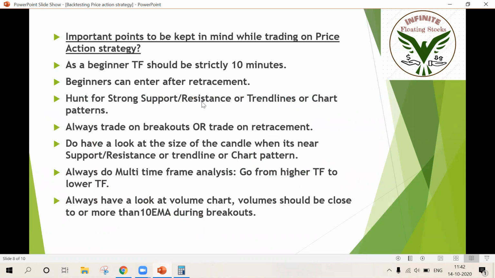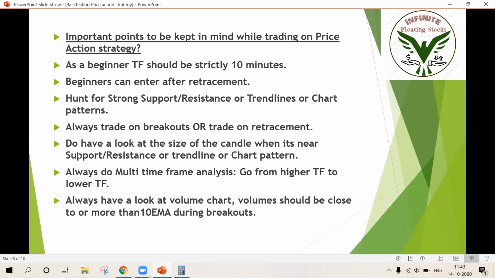And hunt for strong support or resistance, trend lines, or chart patterns. I repeat, you need to hunt like a lion for strong support and resistance levels, strong trend lines, and strong chart patterns, because that will give you money. You already know the 5 confirmations that you need to do. But the first main thing is you need to find a strong support or resistance level, or strong trend lines or chart patterns. So work on that, and always trade on breakouts or retracements.